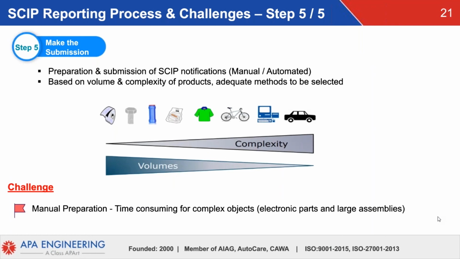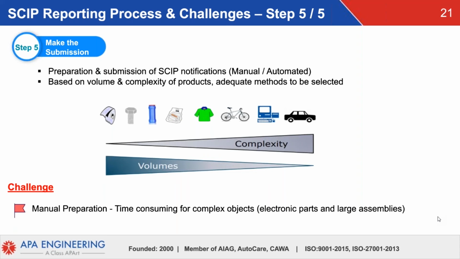So we have covered the first 4 steps: identifying the SVHC presence, EU relevance, selecting the appropriate method, and fourth, collecting the data. Now the 5th step is to make the submission, or submit the dossier. The company can choose manual online submission, or automated system-to-system submission. The decision is purely based on complexity and volume.